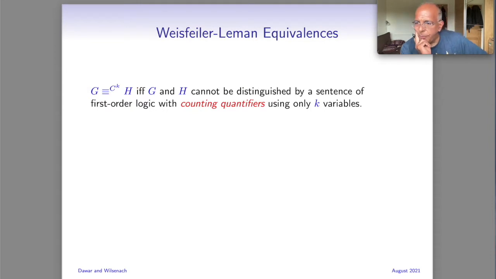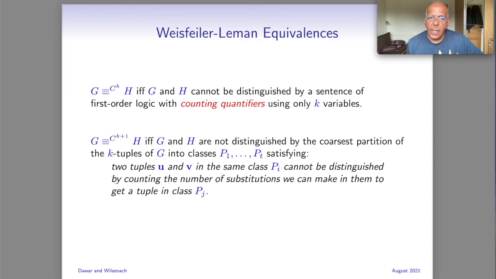This equivalence relation, Ck, says that G and H, I'm considering it for graphs, cannot be distinguished by a sentence of first-order logic with counting quantifiers using only k variables. There's a reason why I've switched to talking of graphs rather than structures. This equivalence relation turns out to have a sort of history in the context of graph theory, particularly of graph isomorphism. It has another characterization, known as the k-dimensional Weisfeiler-Leman equivalence, or to be precise, the equivalence relation corresponding to counting logic with k+1 variables is the same as the k-dimensional Weisfeiler-Leman equivalence.